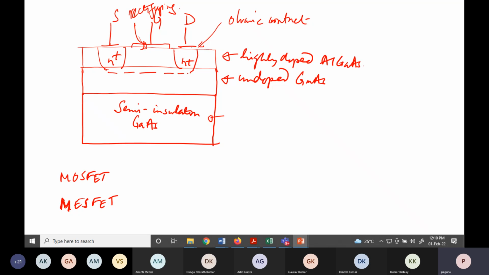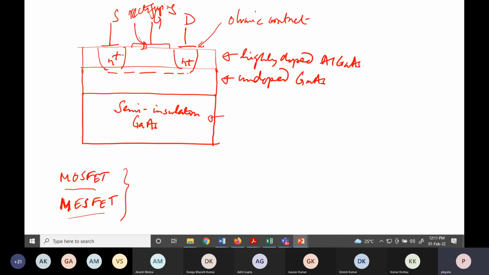Now the thing is, it's kind of a MESFET because there is no oxide or insulating layer as such. So it is a metal semiconductor field effect transistor. Why it is field effect we will discuss in a minute. But what about MOSFET? As I said, this is a combination of MOSFET and MESFET. Why is it MOSFET? This is MOSFET because the current is not flowing through this aluminum gallium arsenide layer.